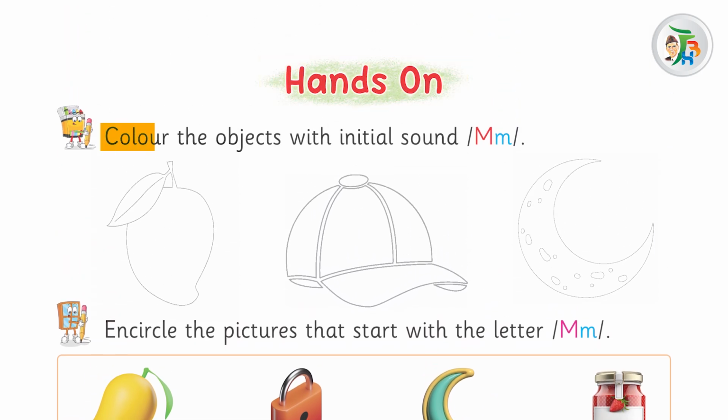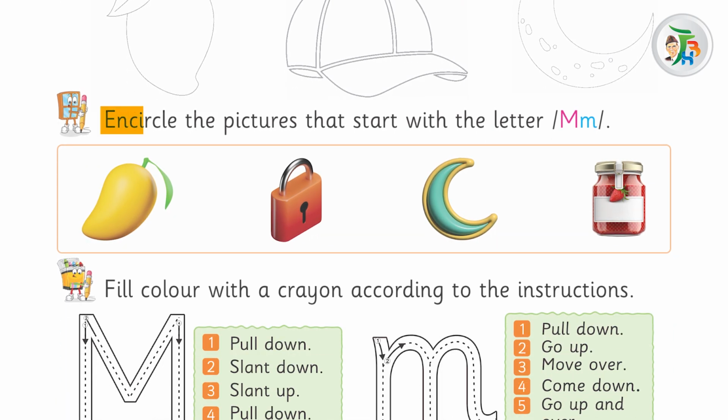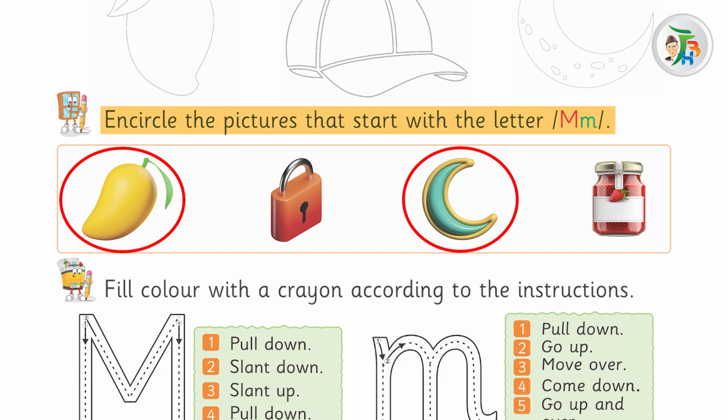Hands on. Color the object with initial sound M. You have different pictures in front of you. Now think about which of these objects starts with letter M. You need to color that object. Then encircle the picture that starts with the letter M. Now you have different colorful pictures in front of you. Whichever object starts with letter M, you have to circle that.